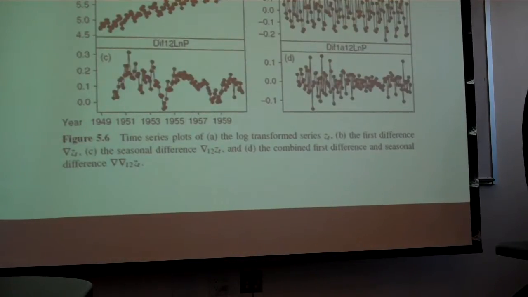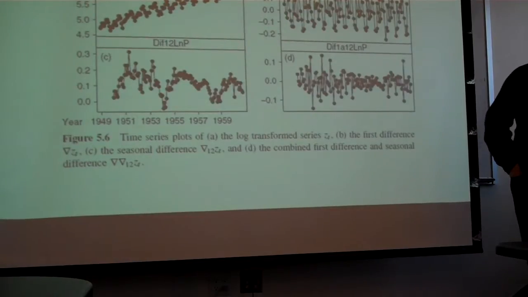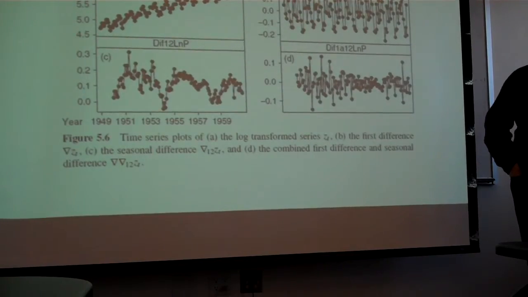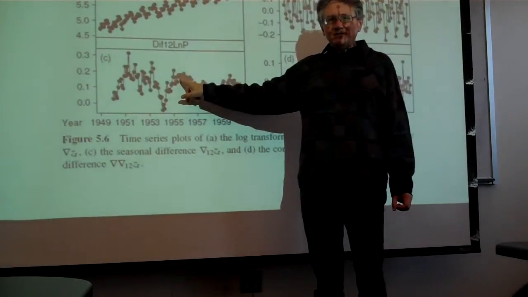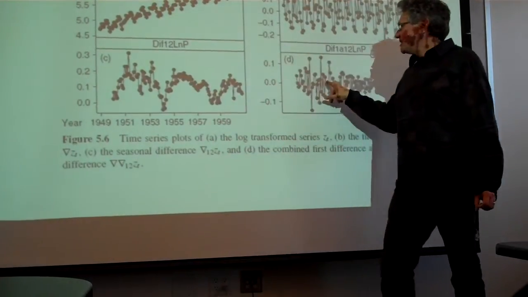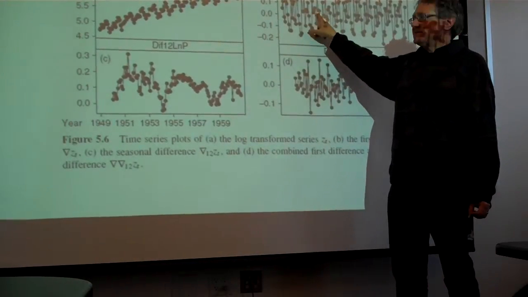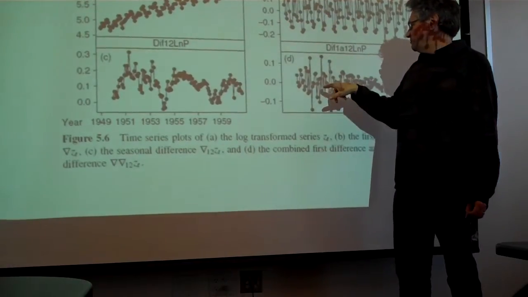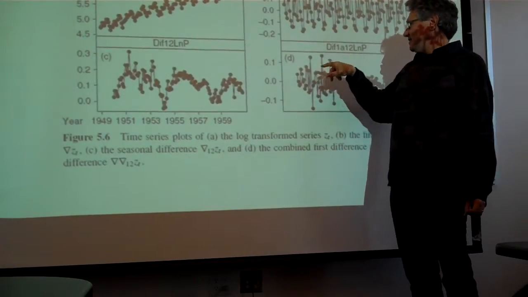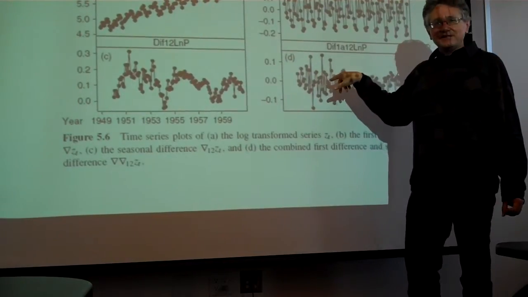So, Bruce? Yeah. So the first difference is just z t minus z t minus 1, which is on the top. And this is z of t minus z of t minus 12. And the last one, we do this, right? So we have z of t minus 1, that's our del of z. And then we take del of z t minus del of z t minus 12.